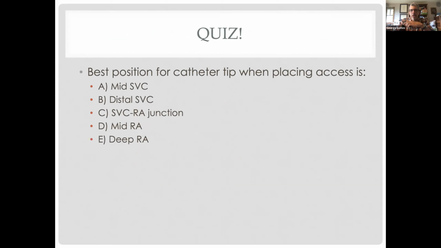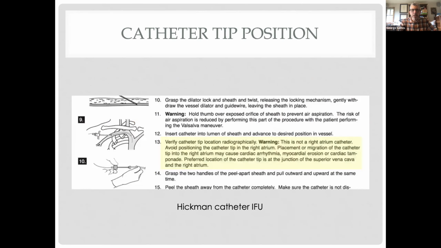The last thing we're going to talk about in terms of site is where you want your catheter tip to be. So just think about this. Do you want it in the mid SVC, the distal SVC, SVC-RA junction, in the middle of the right atrium, or deep in the right atrium? And I'll bet you a lot of people, and a lot of referring physicians, would say C, SVC-RA junction. Actually, that's not true, as we'll get into here for a couple of slides.